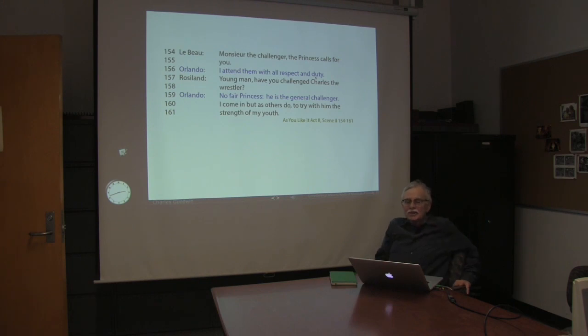This is from Shakespeare's As You Like It. And at this point, it's really crucial. What happens is one of the main things in the play is that Orlando and Rosalind fall madly in love with each other. And this is, in fact, the exact moment when they fall in love with each other. It's the very first time they meet.